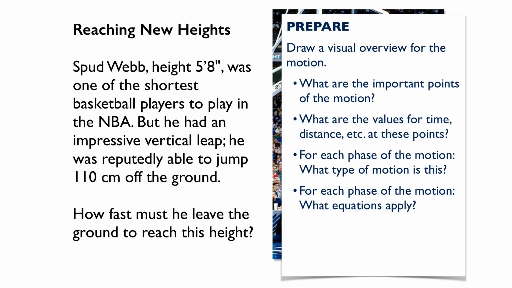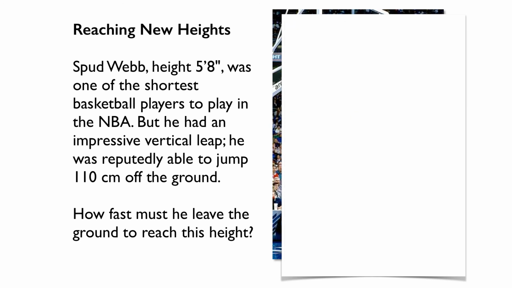The next piece is we need to prepare. And for preparation, we have to draw a visual overview. And as always, we're going to look at the important points of the motion. What are the values of the different variables at that point? For each phase of the motion, if there's multiple phases, what type of motion is it? And then what sort of equations would apply? We're going to pick the equations that we will use in our solve step. So let's go ahead and do this.